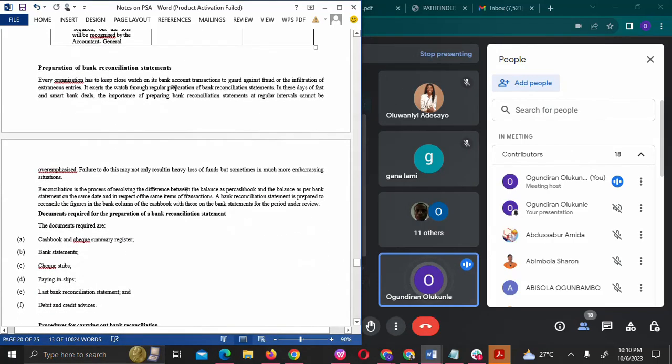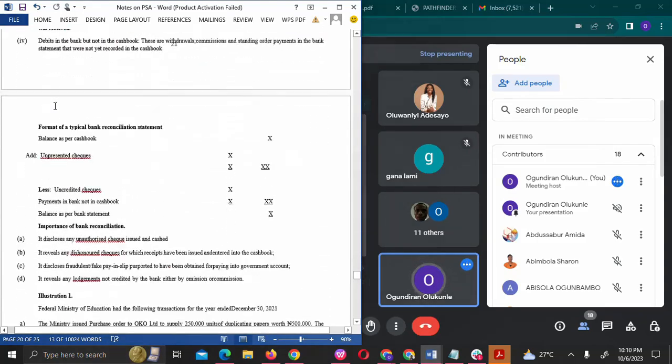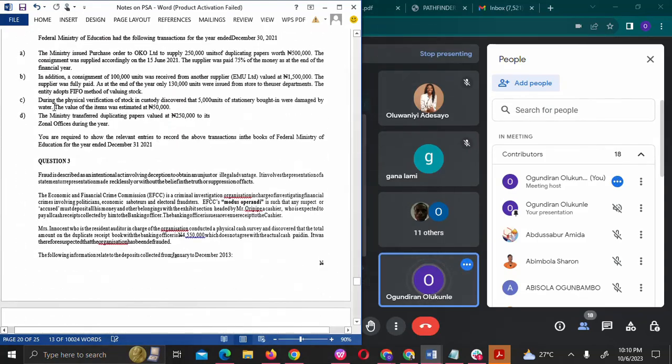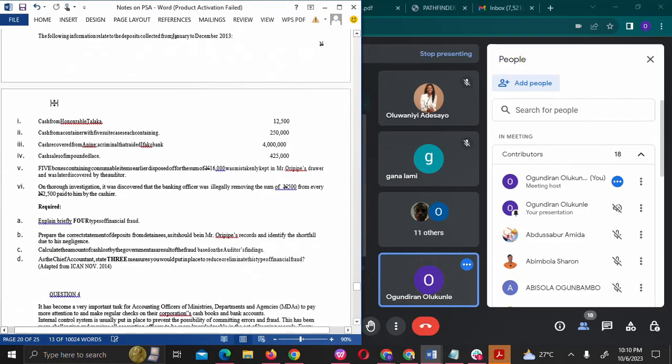So then we look at bank reconciliation statements. Everybody knows what a bank reconciliation statement is. So what I just want to do now is to solve a question on bank reconciliation statement, and obviously I'm going to be picking a question from the past questions, right?